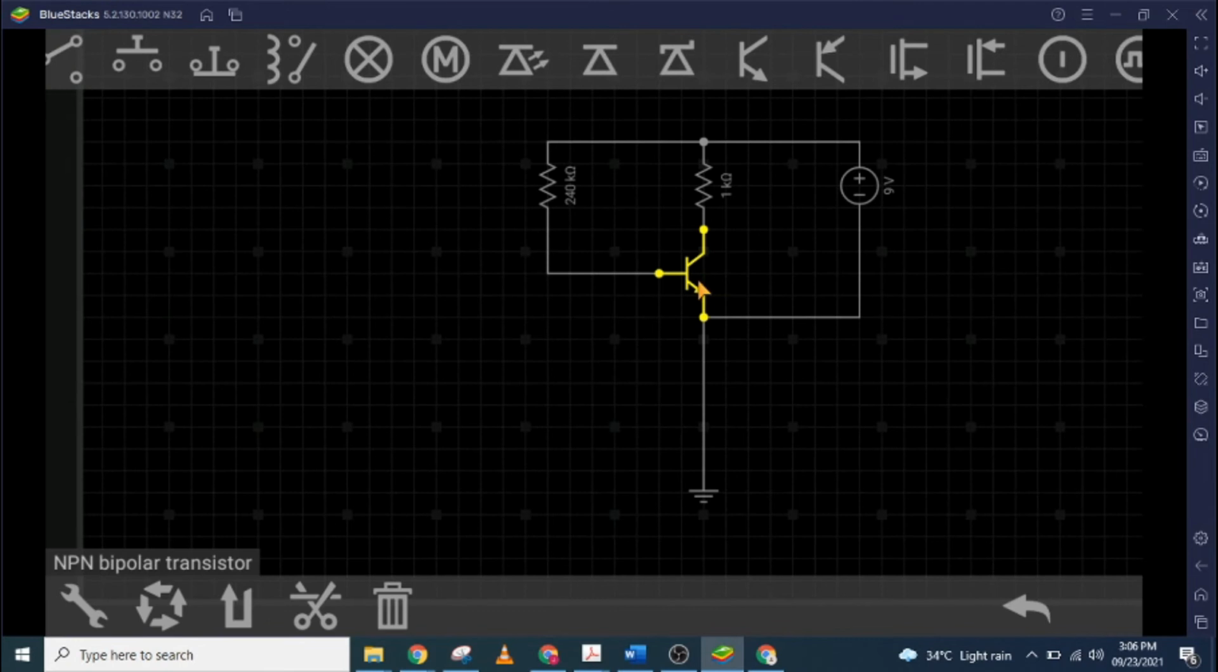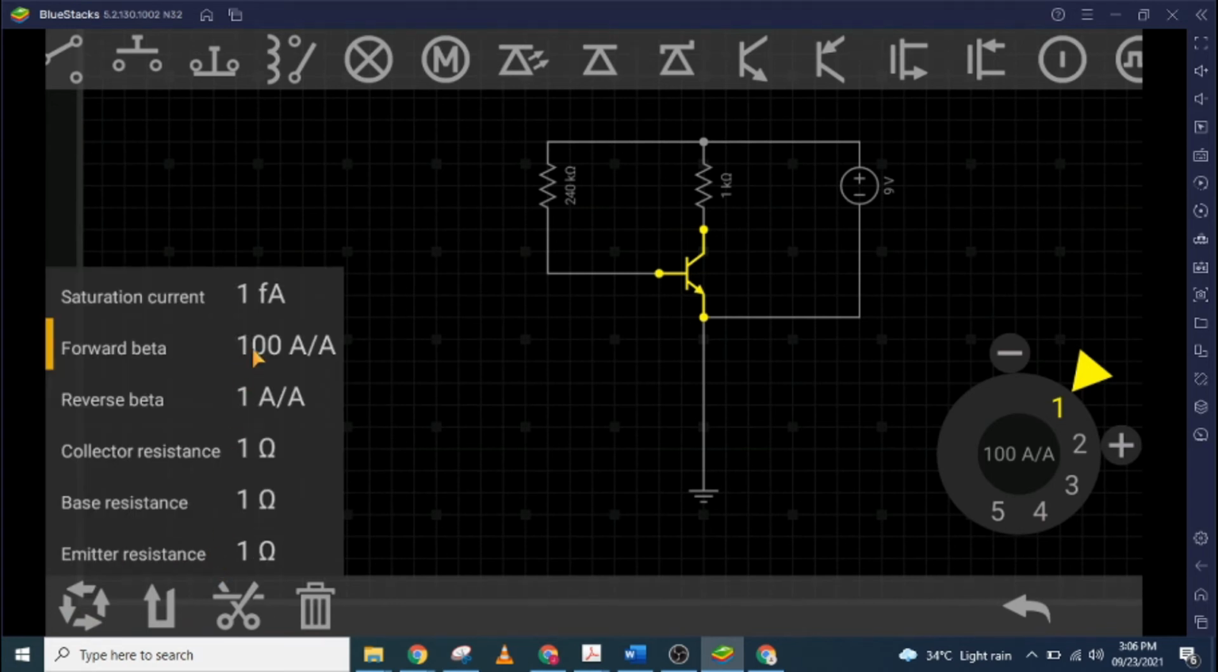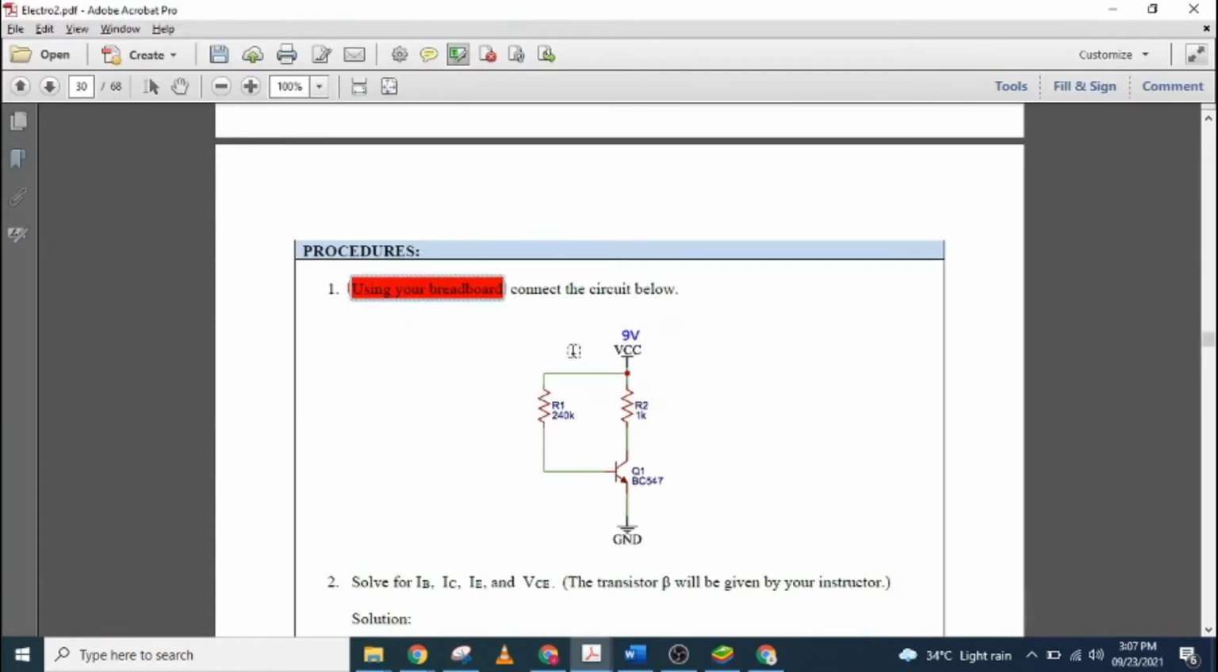Now, again, we change the beta value. So, click natin yan. Click natin to. And then, forward beta, instead na 100, gawin nating 110. Ayan, so we already changed the beta value to 110. So, now, this circuit is actually the same with this schematic diagram.